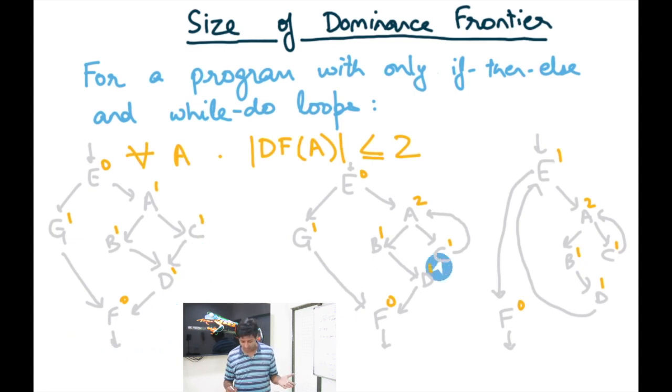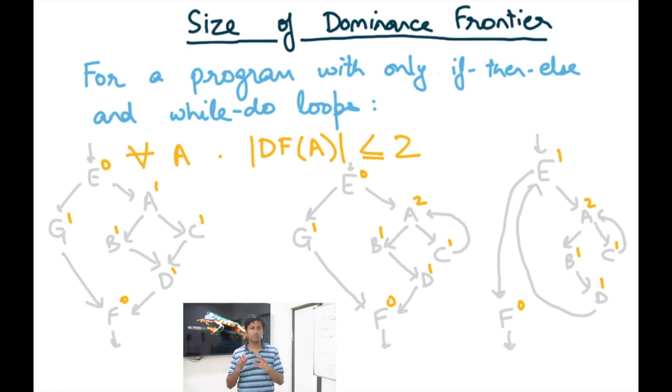And similarly, here is an example which contains both if then else and while loops. For example, here A represents a while do loop, where the while condition at A determines whether to go to the loop body C or to go to B. And once again, the maximum dominance frontier that you can have here is 2 in this graph. And once again, here's another example where the maximum dominance frontier you can have is 2.